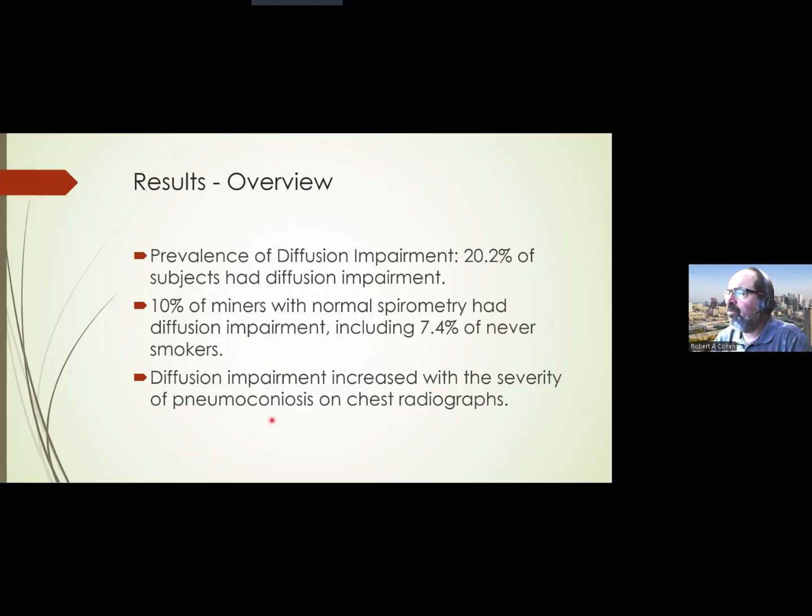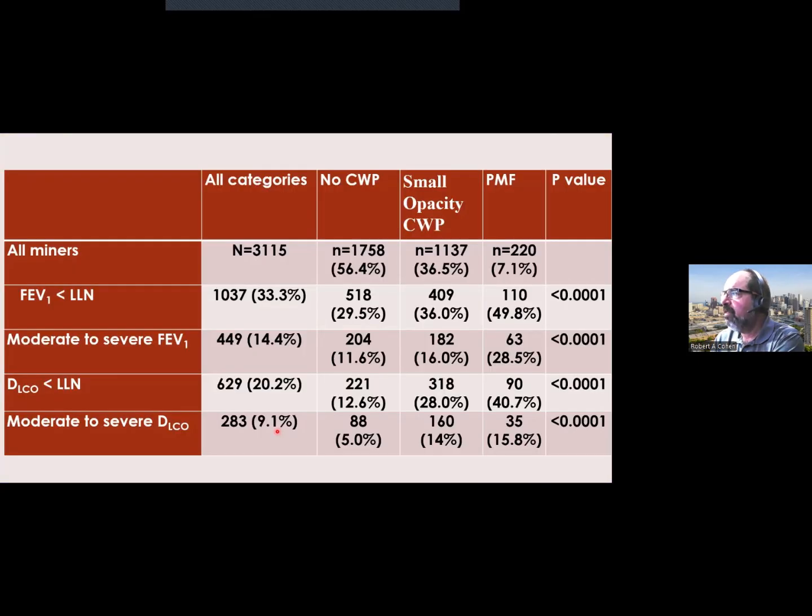And then if people thought that it was only smoking that was the result of that, the fact that 7.4% of never smokers had disease was really an important finding also. And as you may know, silica exposure and coal mine dust are both associated with emphysema and can cause obstructive lung disease with a potency that's probably equally potent to that of tobacco smoke exposure. The other thing that we saw as an overview, and I'll go into some of this data, was that diffusion impairment worsened as the profusion of scars on X-rays worsened.